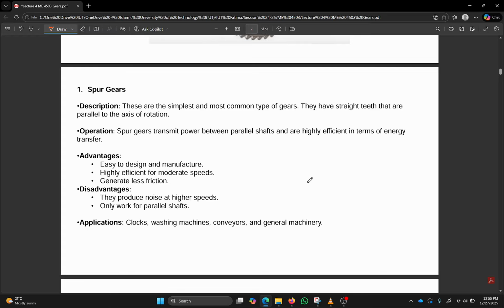So these are some easy descriptions and some properties of gears. You can go through this. I will just discuss some basic points. Spur gears are the most common type of gears. They transmit power between parallel shafts, and they are very cheap and easy to manufacture. However, because the teeth are straight, there is less contact area, so they produce very loud noise, and they're used in everything.